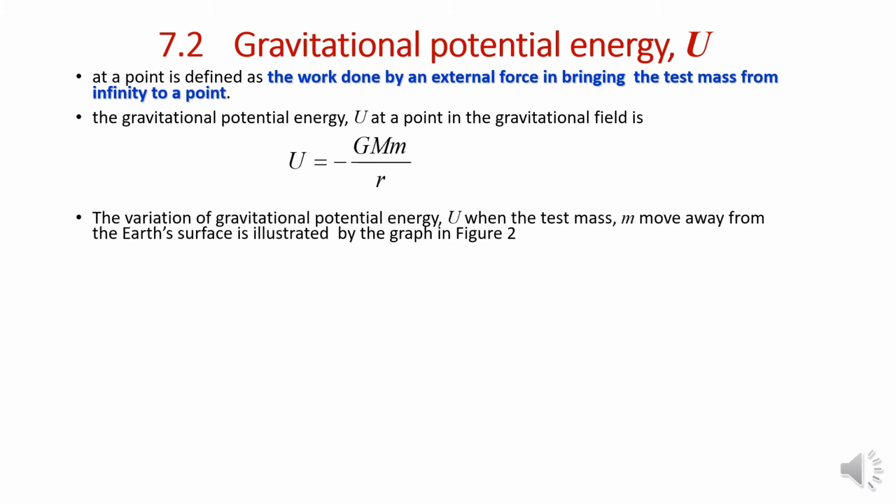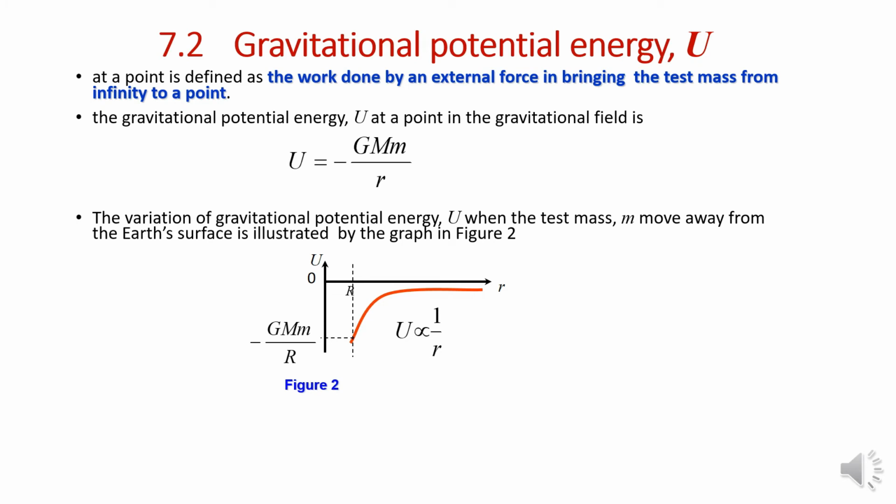Figure 2 shows the variations of gravitational potential energy when the test mass moves away from the Earth's surface. It shows the gravitational potential energy is increasing with increasing distance r. If the test mass is at the Earth's surface, the equation of gravitational potential energy is negative GMm per r, where r is the radius of the Earth. Please take note that the gravitational potential energy at infinity is 0.